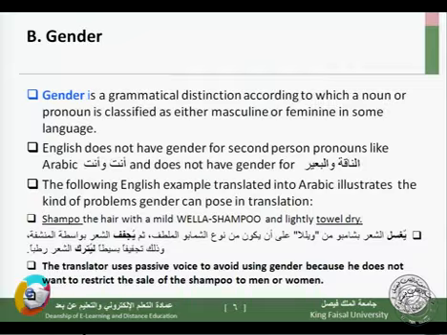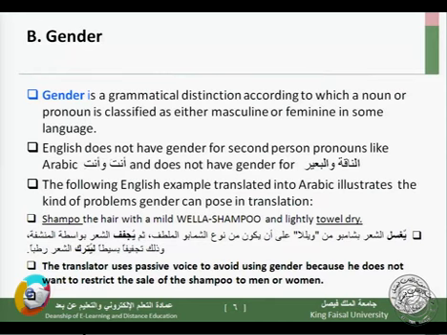And let's move to gender here. This is a bit more difficult and more problematic. Now, what do we mean by gender? Gender is a grammatical distinction according to which a noun or pronoun is classified as either masculine or feminine in some languages. Gender means that in grammar you use a certain pronoun for a female or a male.